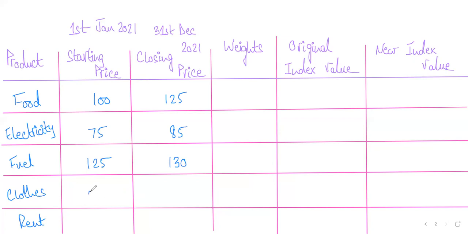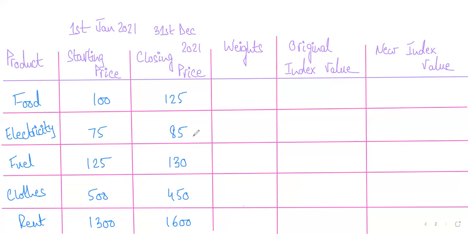Clothes, a typical pair of jeans, as I said, was 500 at the start of the period. Let's say the price has slightly dropped during 2021 because, let's say, the demand was less, or whatever could be the reason. So now it's 450. Rent was, let's say, 1300 rupees per month for a certain apartment. Now that has increased to, let's say, 1600 rupees for that same apartment.